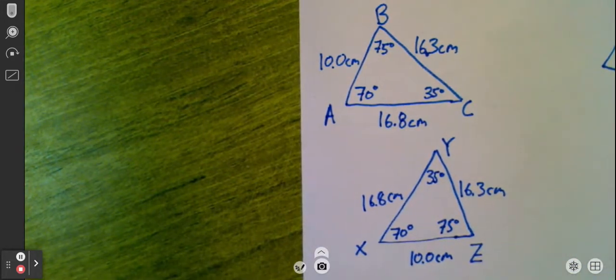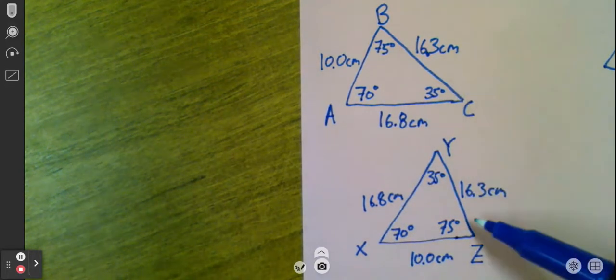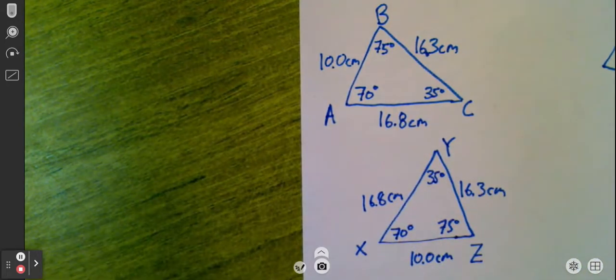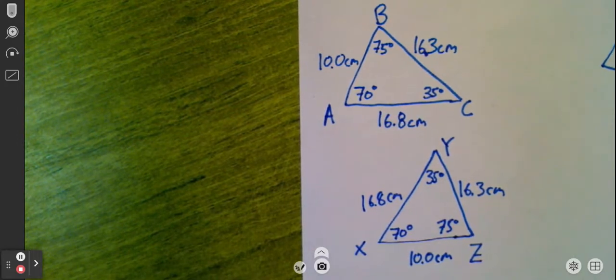Congruent triangles also need to be the same size. So corresponding sides also need to be equal. 10 equals 10, 16 equals 16, and 16.8 equals 16.8. So these two triangles are congruent. They have identical angles, identical sides. Therefore, they're the same shape and the same size.